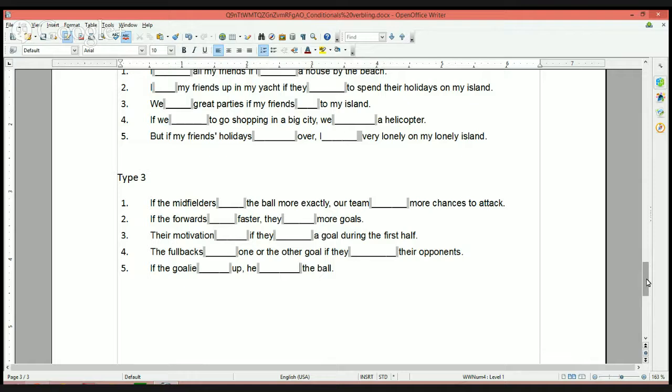If the forwards could move it faster. There's no modal here because it's just the past perfect. It would become if the forwards had moved faster. And then the next one we will use a modal. They had make more goals. Okay, they could have made or would have made, might have made more goals. Good?